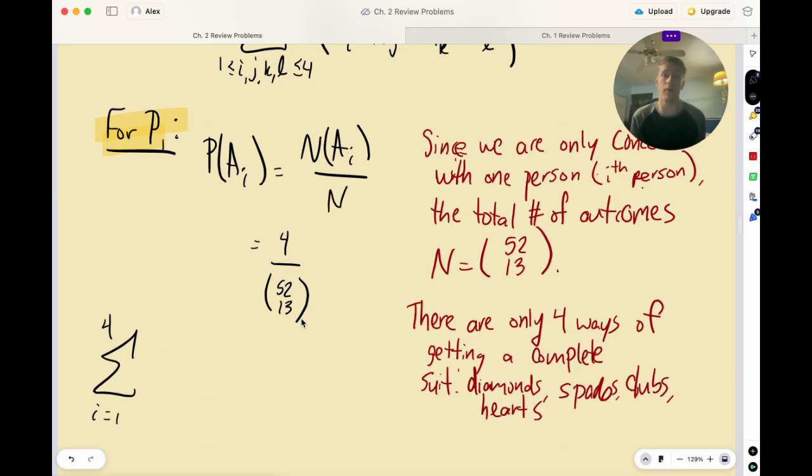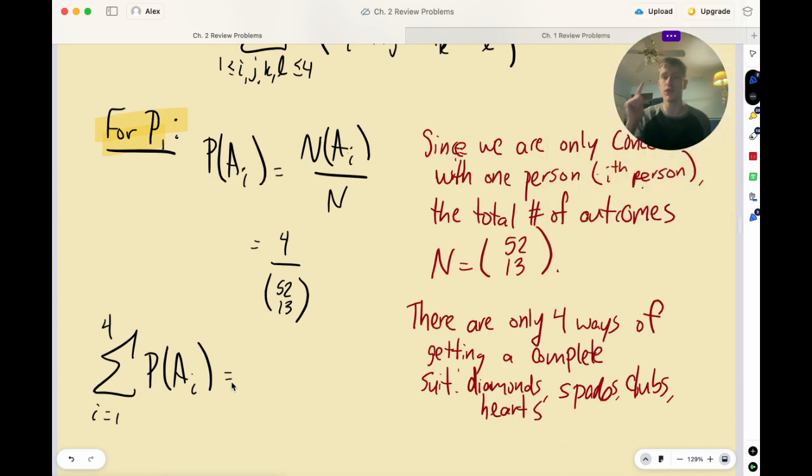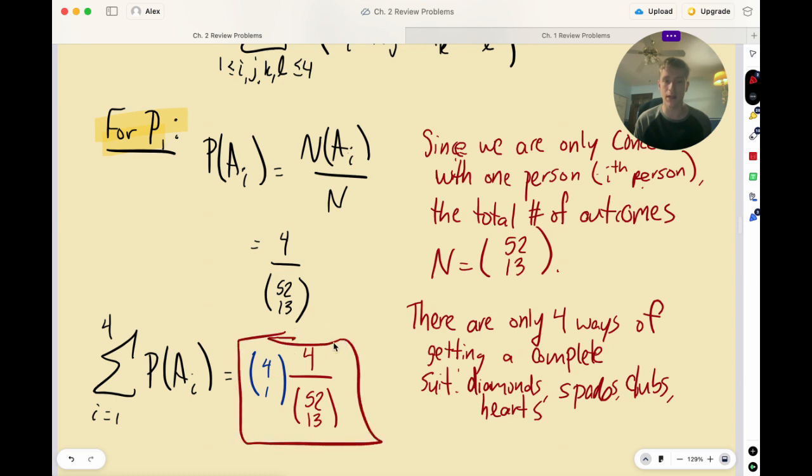It has the same probability for each person to have that happen to them, which means when we're really taking the sum of all of these, we're really just multiplying it by 4. Or another way of phrasing that is from 4 individuals, we're choosing 1 person for that to happen to. So it's really 4 choose 1 of 4 divided by 52 choose 13. Okay, so that is P1.